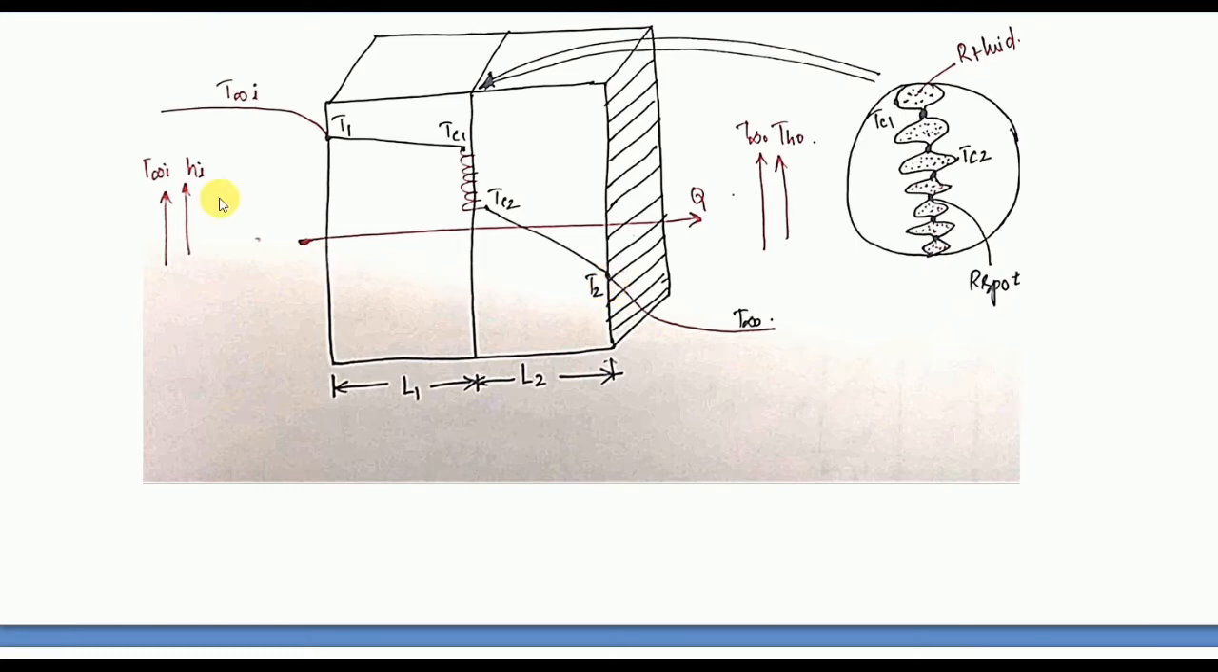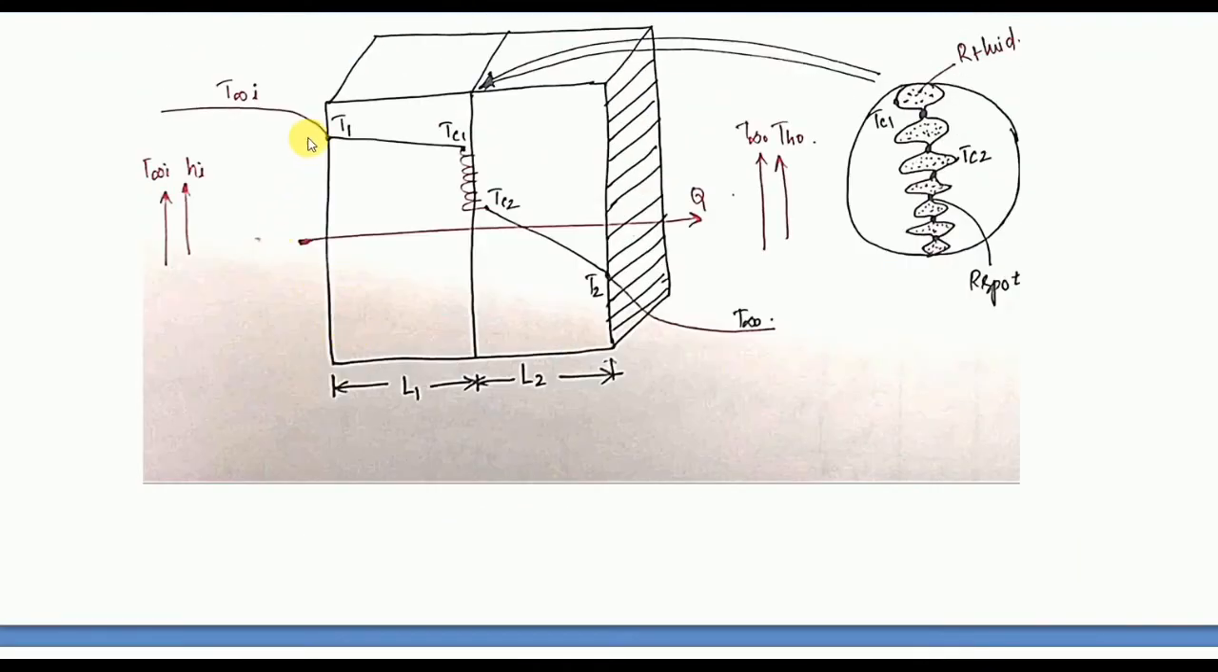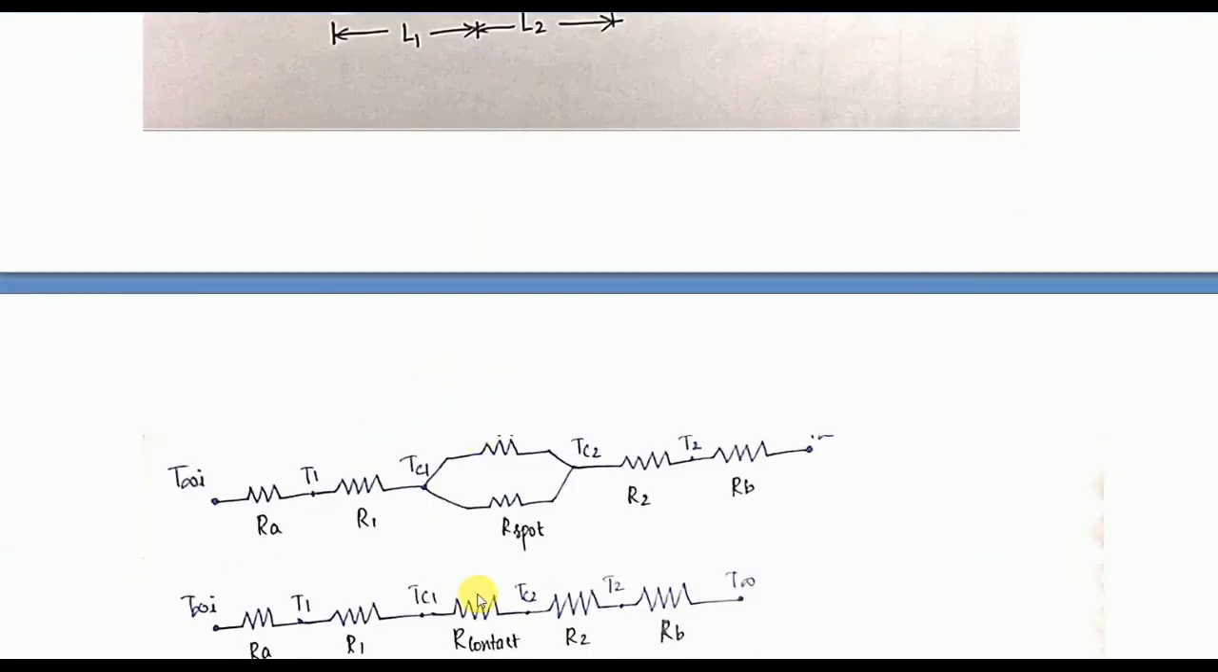Same thing as how we have taken T inlet and T1. Same thing here also, some resistance will be there. You can see here T2 and this is T infinity, that is T ambient out. There will also be some resistance. Here also some resistance. Whatever things I have said, it is there, right?